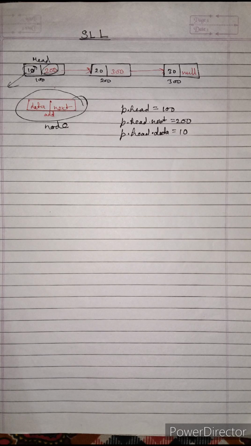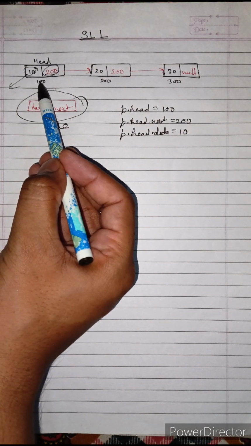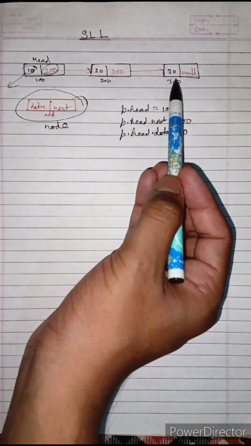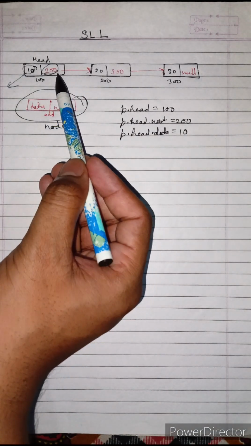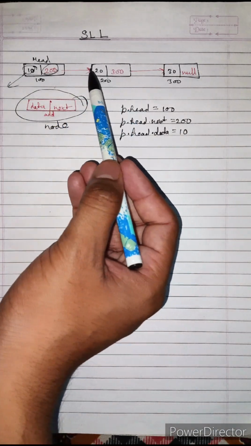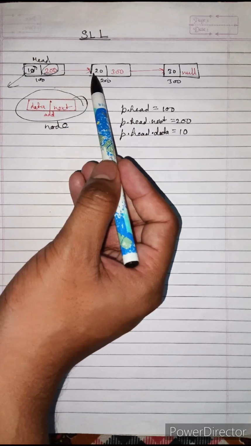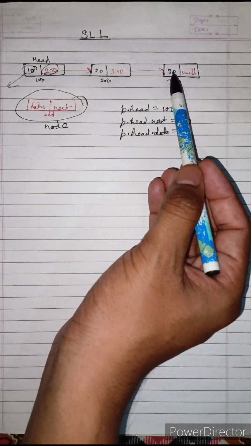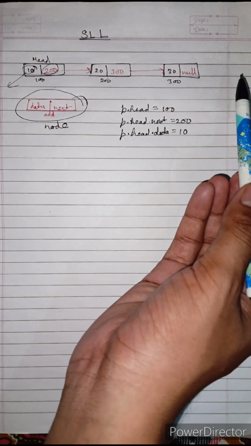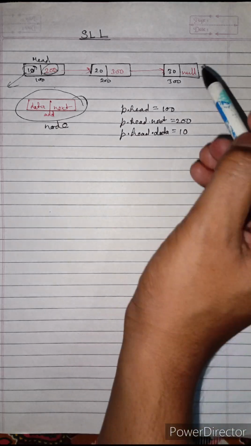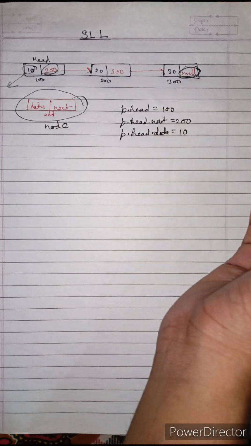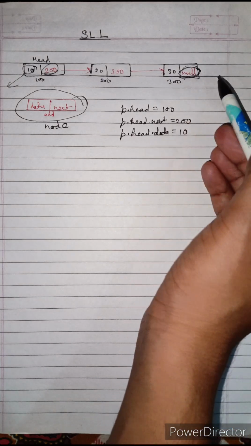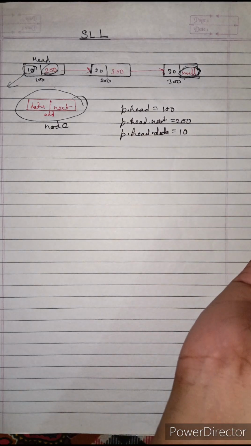Now we will see that here are three nodes. The first node contains 10, the second 20, the third 30, and they are connected to each other because each stores the address of another node. Using the address, these nodes are connected, and the last node is not connected to any other node, so its next is null.